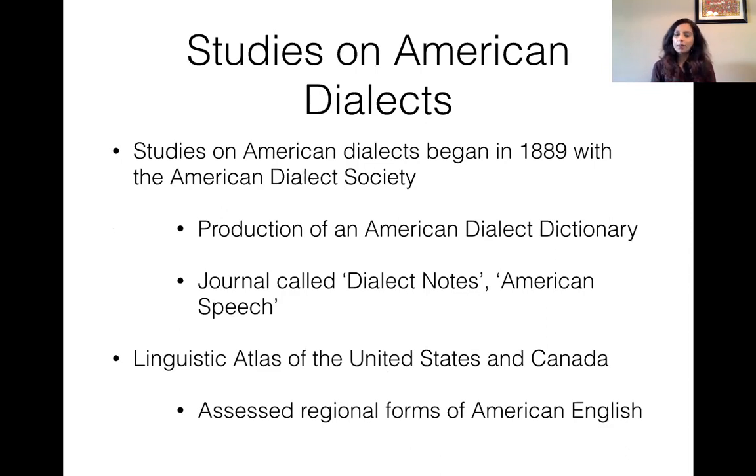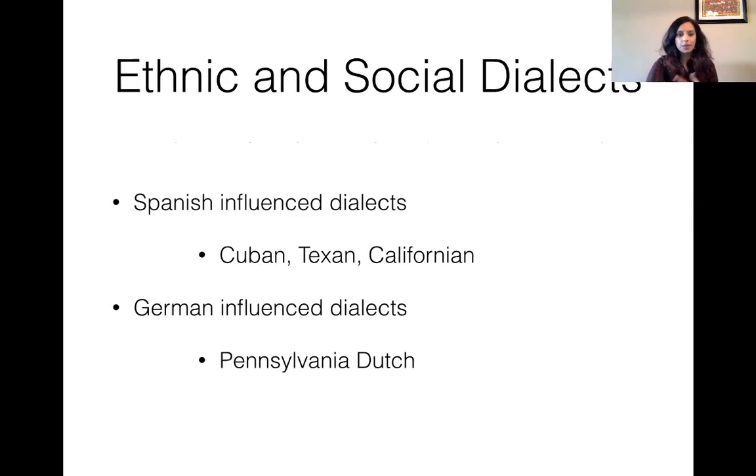The study on American dialects is rather new, and it began with the formation of the American Dialect Society in 1889, and they were in charge of the production of the American Dialect Dictionary, as well as a linguistic atlas of the United States and Canada. And we saw a little bit of this in 315 as well.